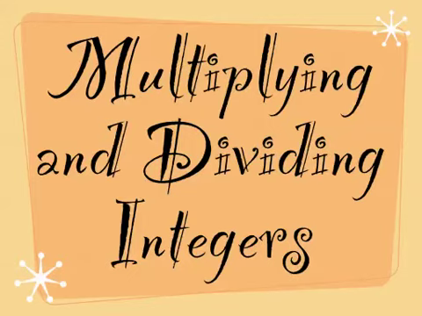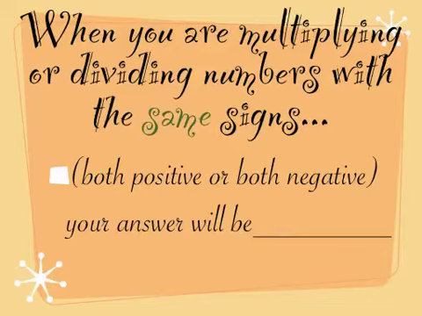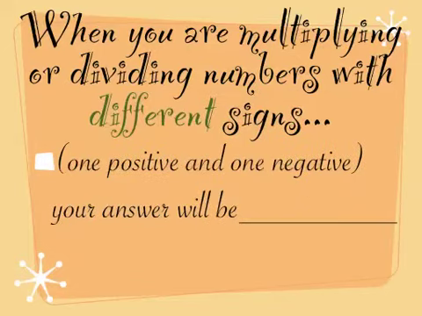Multiplying and dividing integers. When you are multiplying or dividing numbers with the same signs, both positive or both negative, your answer is going to be positive. When you are multiplying or dividing numbers with different signs, one positive and one negative, your answer is going to be negative.